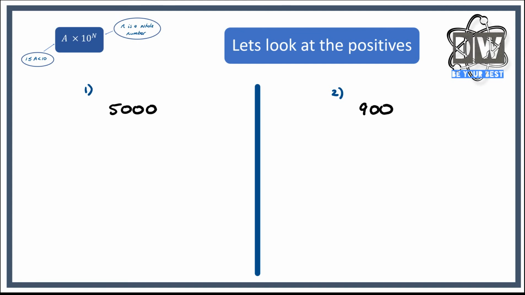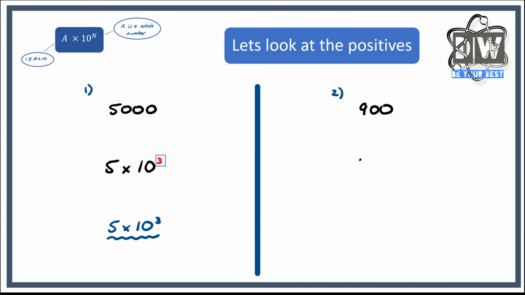Okay, so remember our starting point is going to be 5 timesing by 10. And then we're going to work out what goes in there to the power of what. How many zeros are there, or how many times has it moved? Yeah, 1, 2, 3. So it would be 10 to the power of 3. And I'd write that down, 5 times 10 to the power of 3.